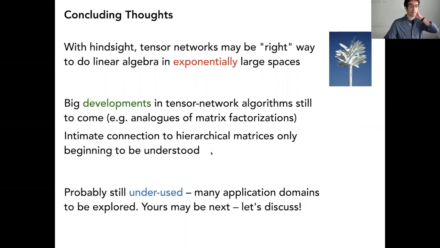I put a point about that. I think there's still also very big developments yet to come in tensor networks if more people got to be working on it, like analogs of matrix factorizations that are deterministic and efficient. And they're probably still underused. There's many application domains that could be added to this list of interesting applications. And a lot of these applications could be pushed much further and much harder. So your area may be another area where these could be used.